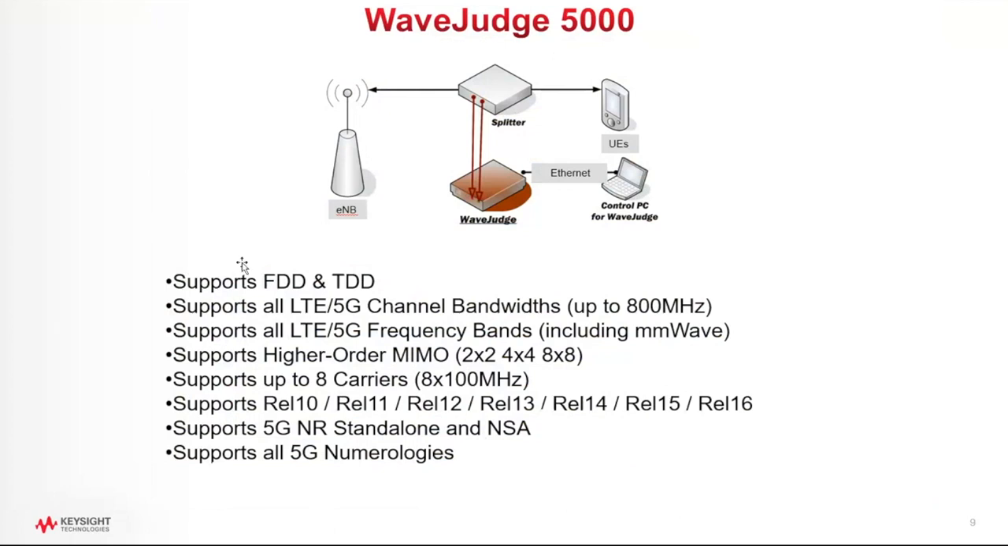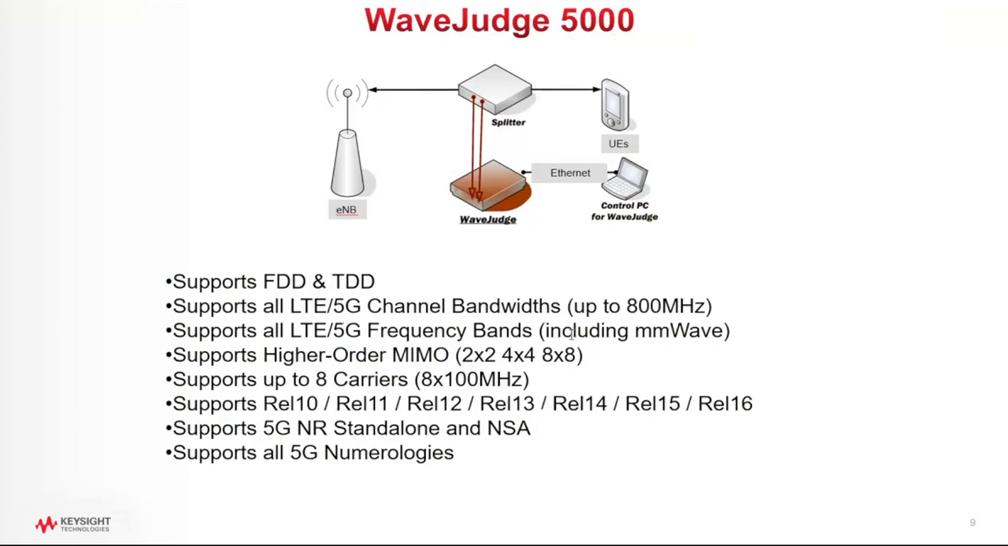WaveJudge supports, again, everything in the 3GPP spec. FDD and TDD, we do both. TDD is very common now in the 5G space. TDD has become much more important in the 5G world, so of course we support both. All of the channel bandwidths are supported for both 4G and 5G, so we support all of the lower bandwidths for 4G, 10 megahertz, 20 megahertz, et cetera, but we also support all of the higher bandwidths for 5G. So 800 megahertz, 400, 200, 100, all of those bandwidths are supported, no problem, on the same hardware device.